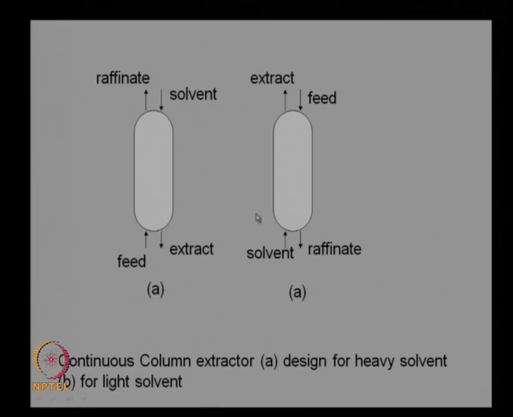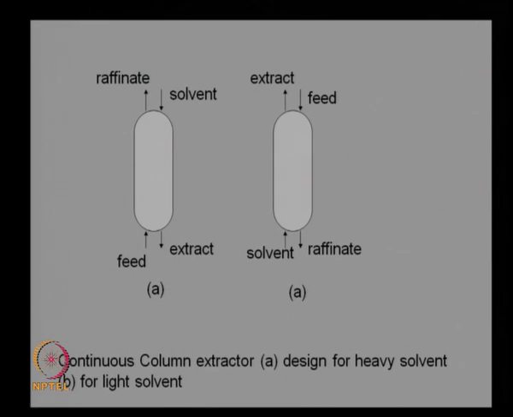Now the internals of this column can be very different. You can have different types of internals, like in a distillation column. I will show you pictures of few of the possible internals, because you want the solvent and the feed to come in good contact, you need to generate turbulence so that there is a mass transfer of the solute from the heavies into the lights.